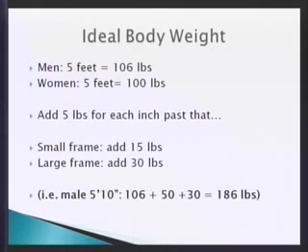All right, so body weight. Let's talk about that. This is what we call ideal body weight. Folks, this is a plug and chug for the boards. That's all it is. So what's ideal body weight? In men, 5 feet height, we start at 106 pounds. Women, 5 feet, we start at 100 pounds.